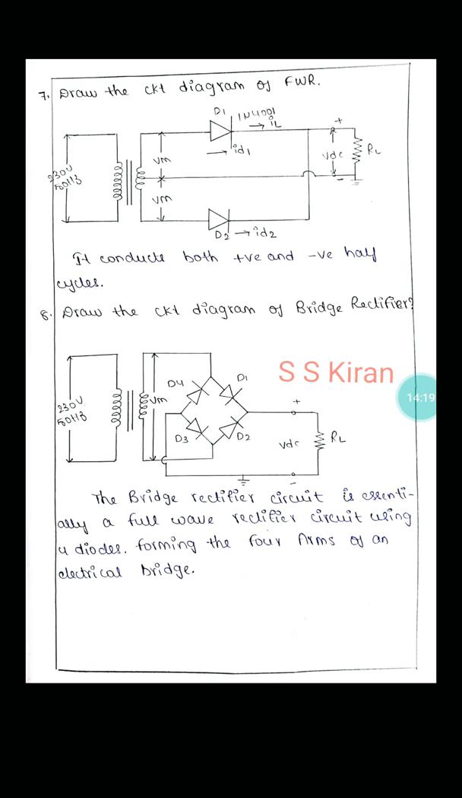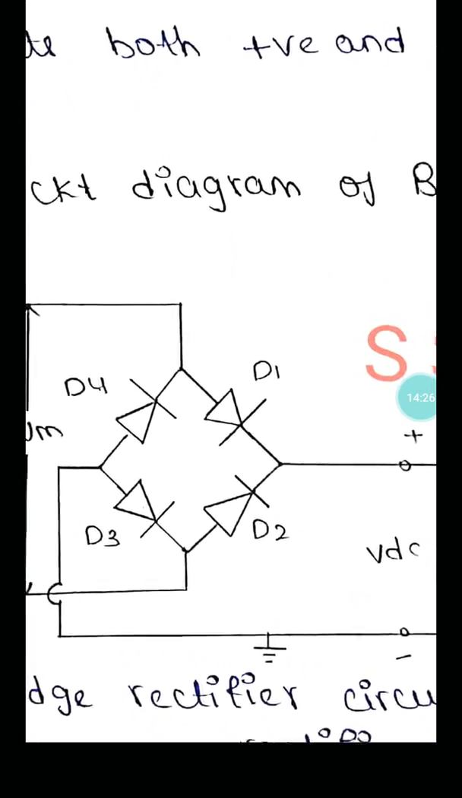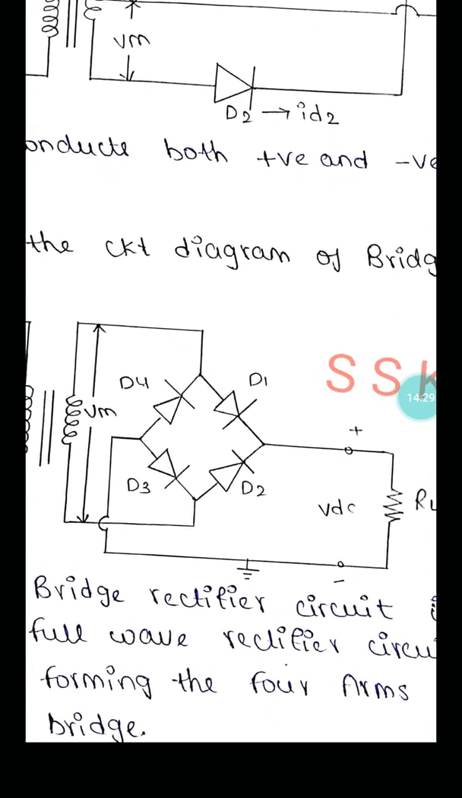The bridge rectifier circuit is also called a full wave rectifier, forming the four arms of an electrical bridge.